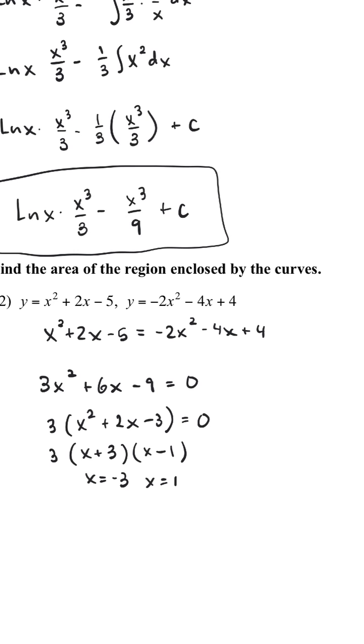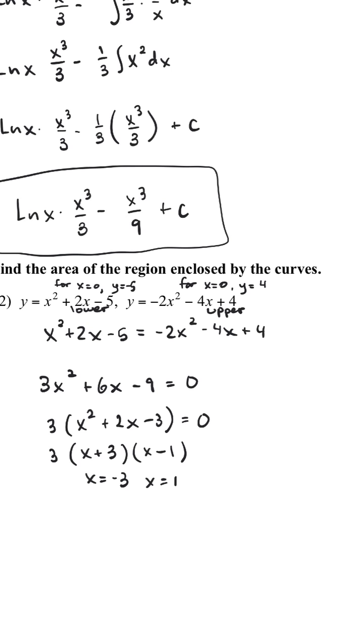So we need to figure out then which function is the upper function, which one is the lower function in this interval from negative 3 to 1. Now this interval includes 0, so 0 is a pretty easy number to test. For x equals 0, we get y equals negative 5. For this one, if I plug 0 in, we get y equals 4. So for this interval, negative 3 to 1, this one's the upper function. This one's the lower function, because when we plugged in the same value for x, this one gave us a lower value, this one gave us a higher value.